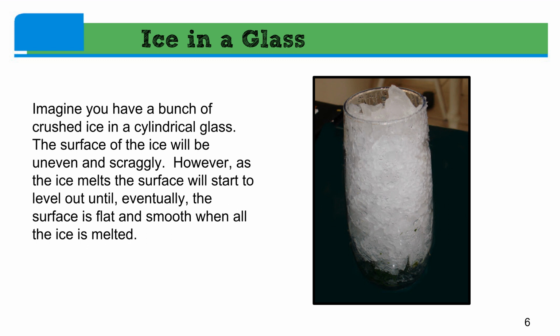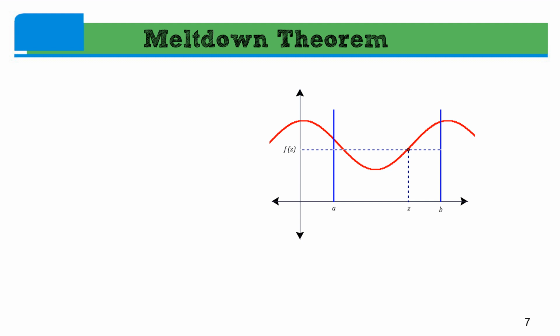And that is, we take a function and we put it in an interval. So you think of the function as being the ice, and the interval is the sides of the glass. I got a picture right there. So there's some function, it's red, and I put it in a glass. The sides of the glass are A and B. When that function melts, hence the reason it's called the meltdown theorem, it will level out. Where does it level out? It levels out at that horizontal line called f of z. Everybody with me so far?